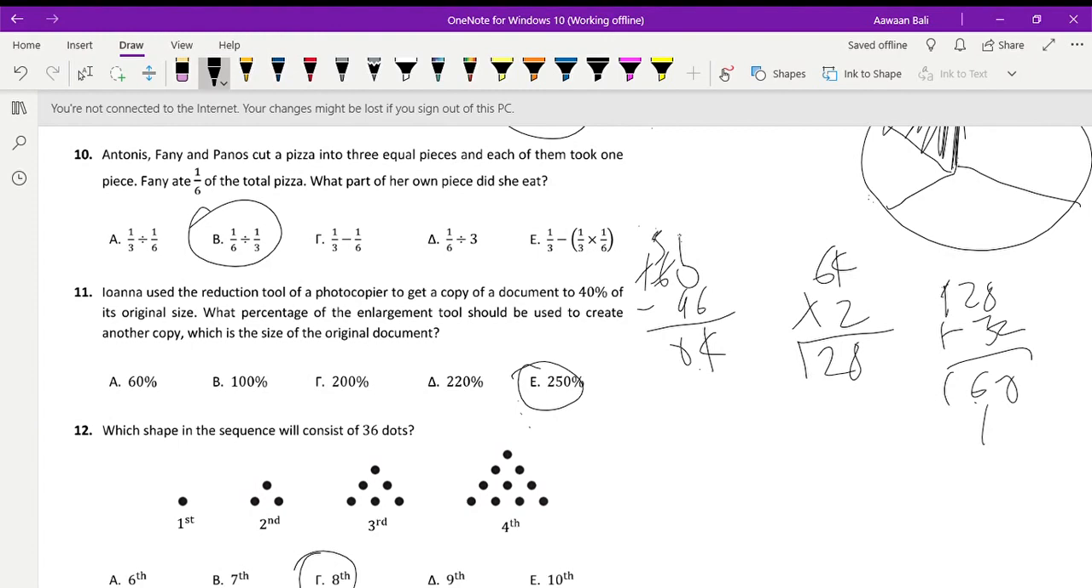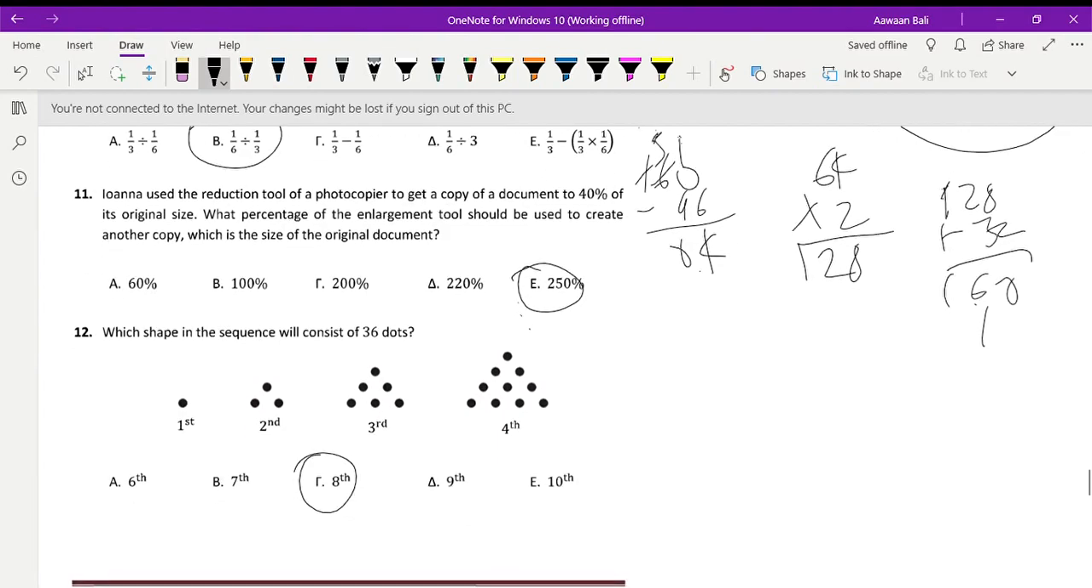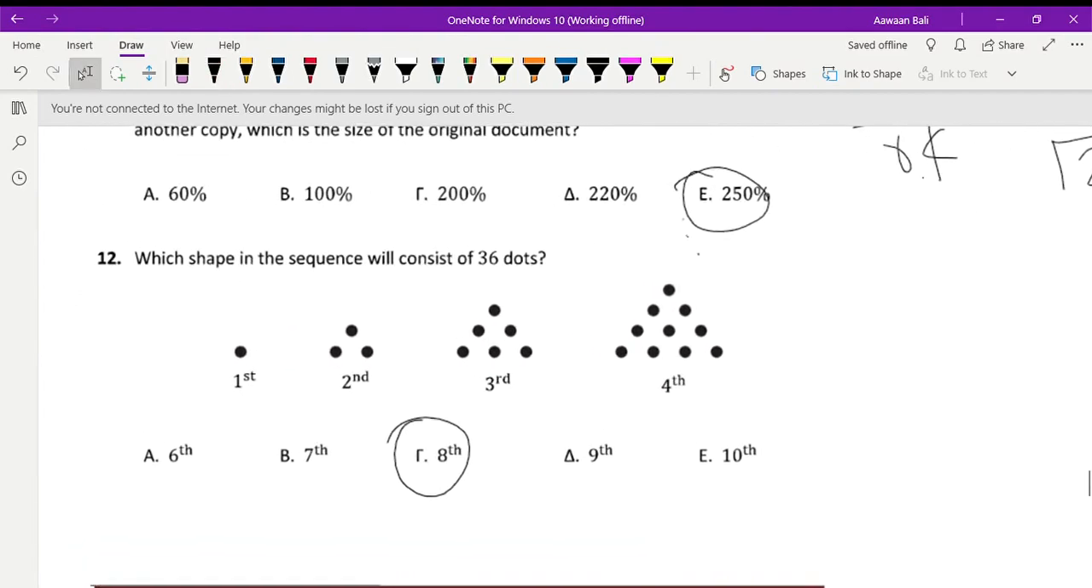Basically, what it actually said is that since the document is 40% of its original size, it was reduced by 60%, which means once we get that 64, if we do 250%, which is basically 64 times 2 and then plus the half of 64, you get 160. Therefore, the answer is eta.